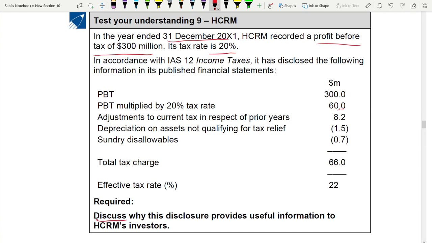The question did not tell you to calculate anything. The question did not ask you to do deferred tax. The question asked you whether this disclosure, whatever they have disclosed, gives useful information to HCRM's investors or not. This type of question is an exam question, okay? This has been asked in my exam, I told you, in the fourth question. So this type of question will come as a 25 marks question, and it will be asked usually in the fourth question. Because the fourth question is mostly about the conceptual framework, whether this gives useful information, ratios, all those things are usually at the end. And they are worth heavy marks. You cannot just ignore it.